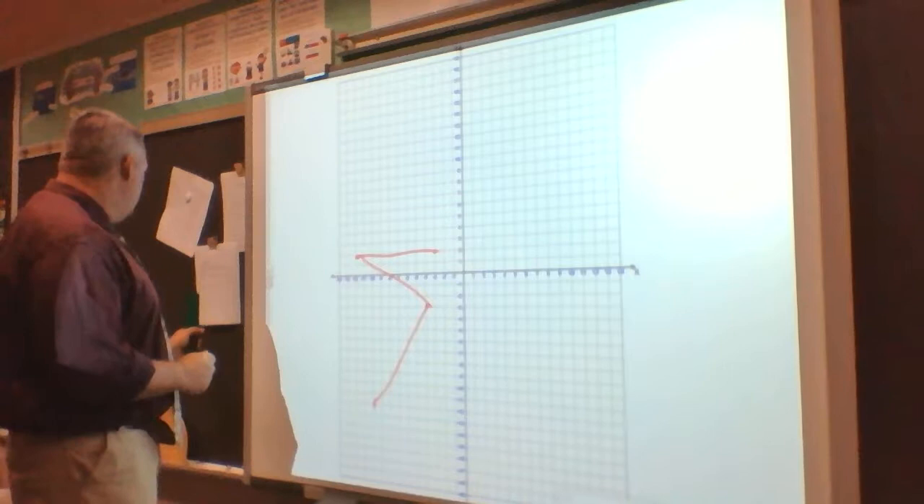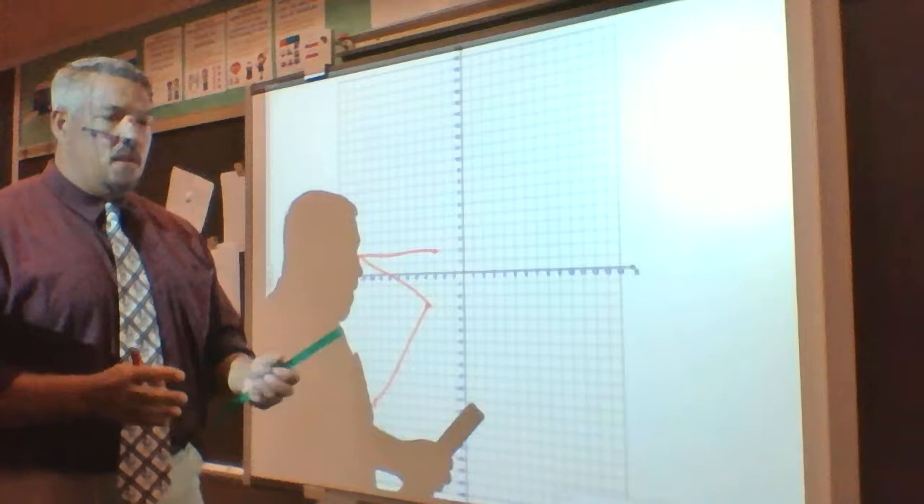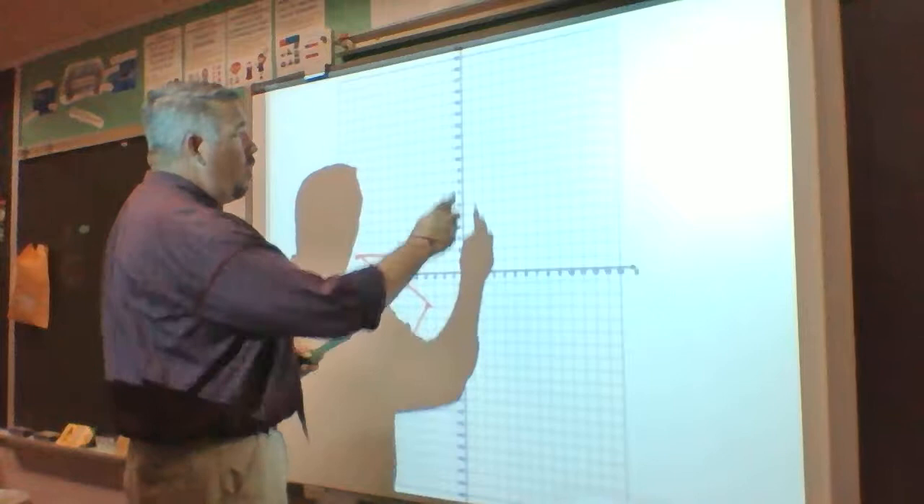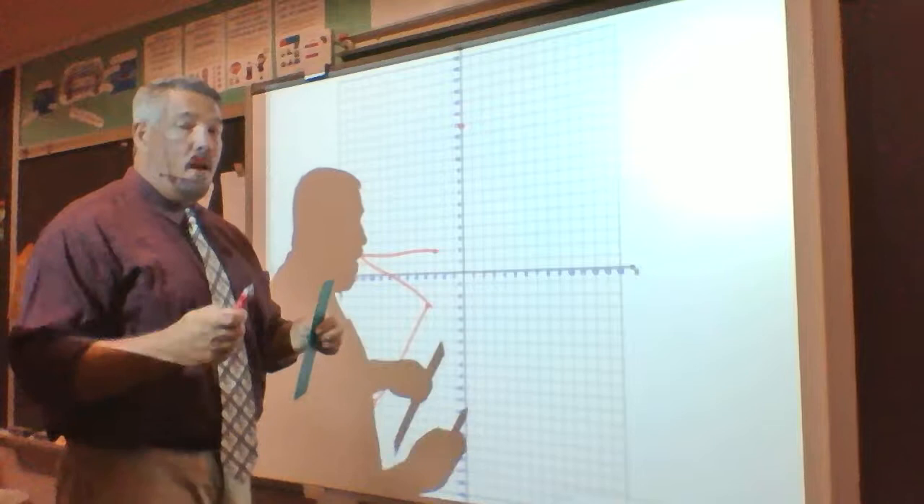0, 13. Well, if my 0 is at my X position, then I know I'm not running anywhere. All I'm doing is jumping as high as I can, and in this case, I'm jumping to a positive 13. So I'm going to go all the way up here and put my point right on that Y axis because my X was a 0. And then I can connect those two.